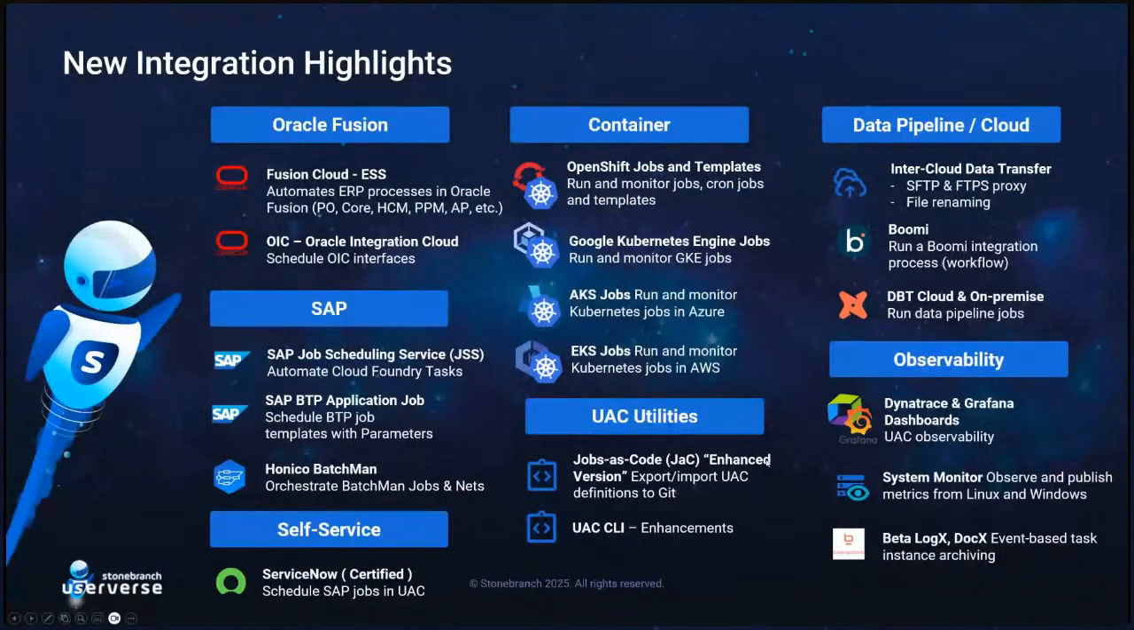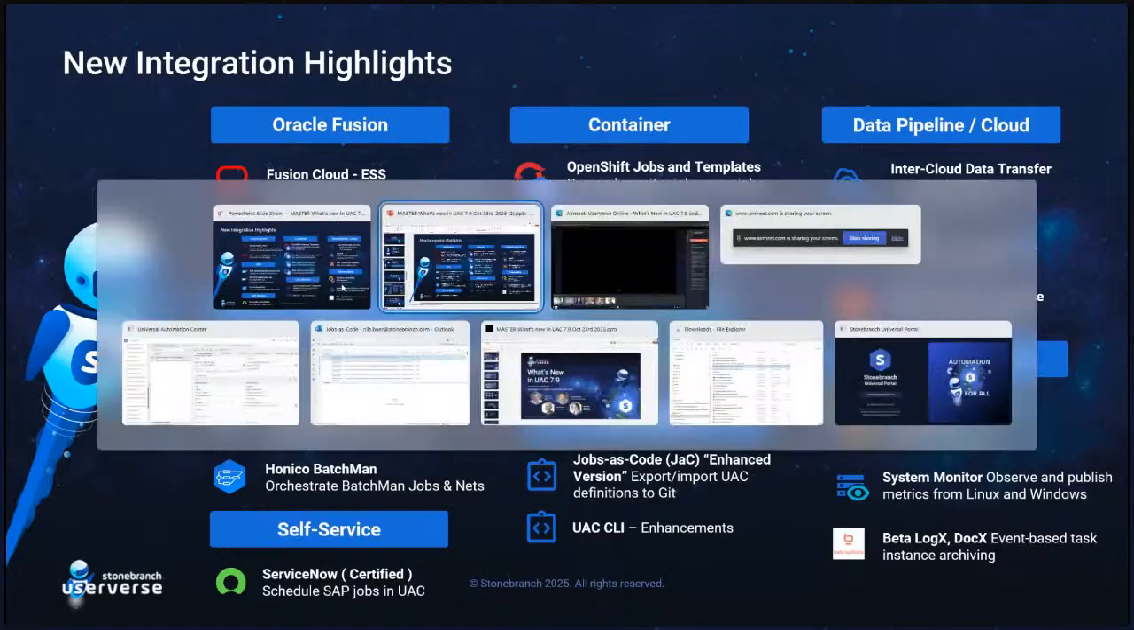Thank you. Okay, let me walk you through some of the new integrations we've added to Universal Automation Center. This year, we focused on the following main areas: Oracle Fusion, SAP BTP Cloud, containers, data pipeline, and self-service. Starting with Oracle Fusion, we've added a brand new integration for Oracle Fusion Cloud. With our Oracle ESS integration, you can schedule any process in Oracle Fusion, and it comes already pre-configured with 65 Fusion ERP and HCM processes right out of the box. Let me show you quickly this Oracle Fusion task. I think then it gets clearer what I mean.